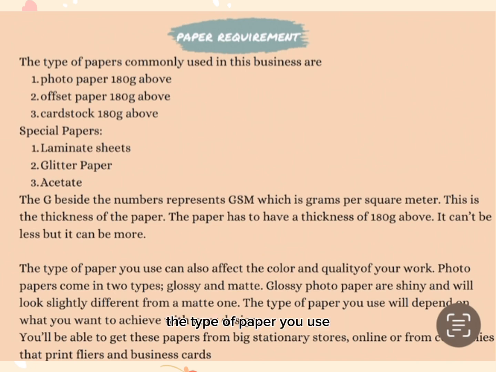The type of paper you use can also affect the color and quality of your work. Photo papers come in two types, the glossy and the matte. The glossy photo paper is shiny, and the overall result is different from when you use a matte one. People tend to love the glossy one because it gives a kind of shine to your work. It makes it look really pretty. The matte one too, depending on what you want to achieve with your design.